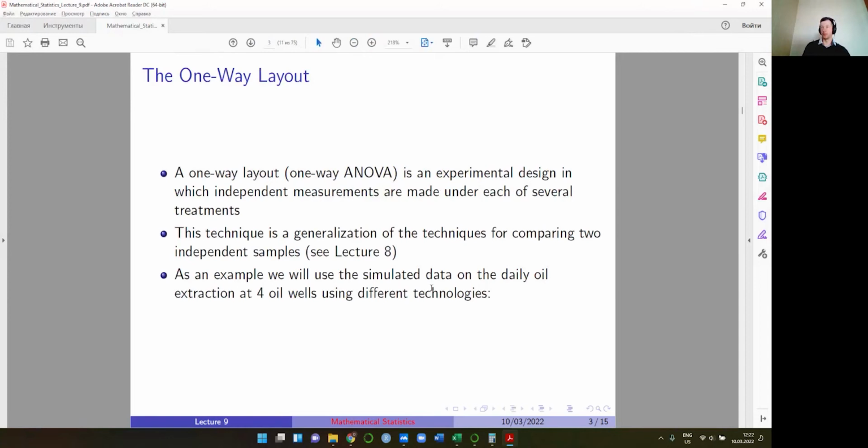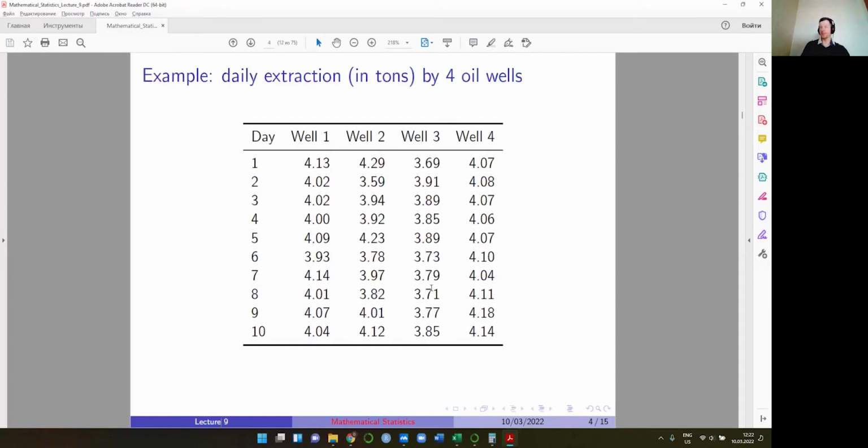As an example, we will use the following data. This data is not real, it is simulated, but if you ever worked in some oil company and wanted to do something similar, you would get real data for the same experiment. So here is the data, and here is the way we can use it. For simplicity, I took 10 random observations for each oil well, showing how much oil was extracted by each oil well on a particular day: the first, the second, the third, and the fourth.